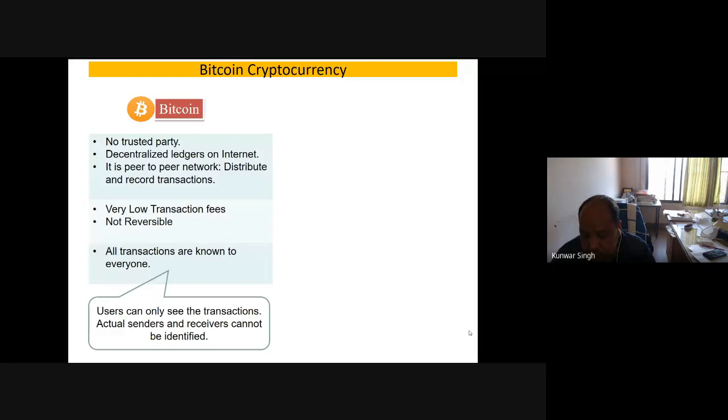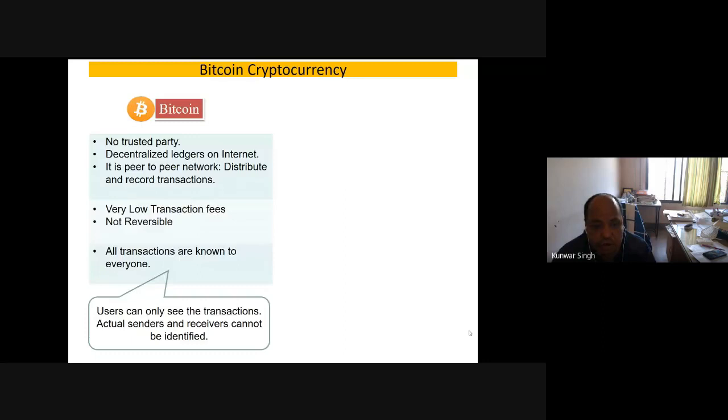Next, transactions are not reversible. If you transfer some money to a person by mistake, in the online system of SBI you can request SBI that you transferred this much money to this person by mistake, please revert it, and it may be considered. But in Bitcoin, if you have transferred some money to some address, it cannot be reversed.